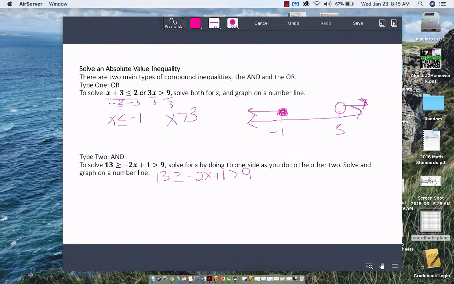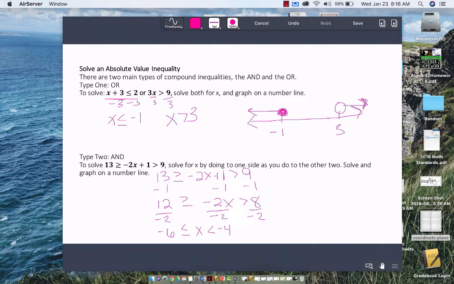So as we're doing to one, we do to all three. The first thing I'm going to do is subtract this 1 from all three places. So I have 12 is greater than or equal to negative 2x, which is going to be greater than 8. And now I'm dividing everything by negative 2, which means our signs are going to change. And we get negative 6 is now less than or equal to x, which is going to be less than negative 4.